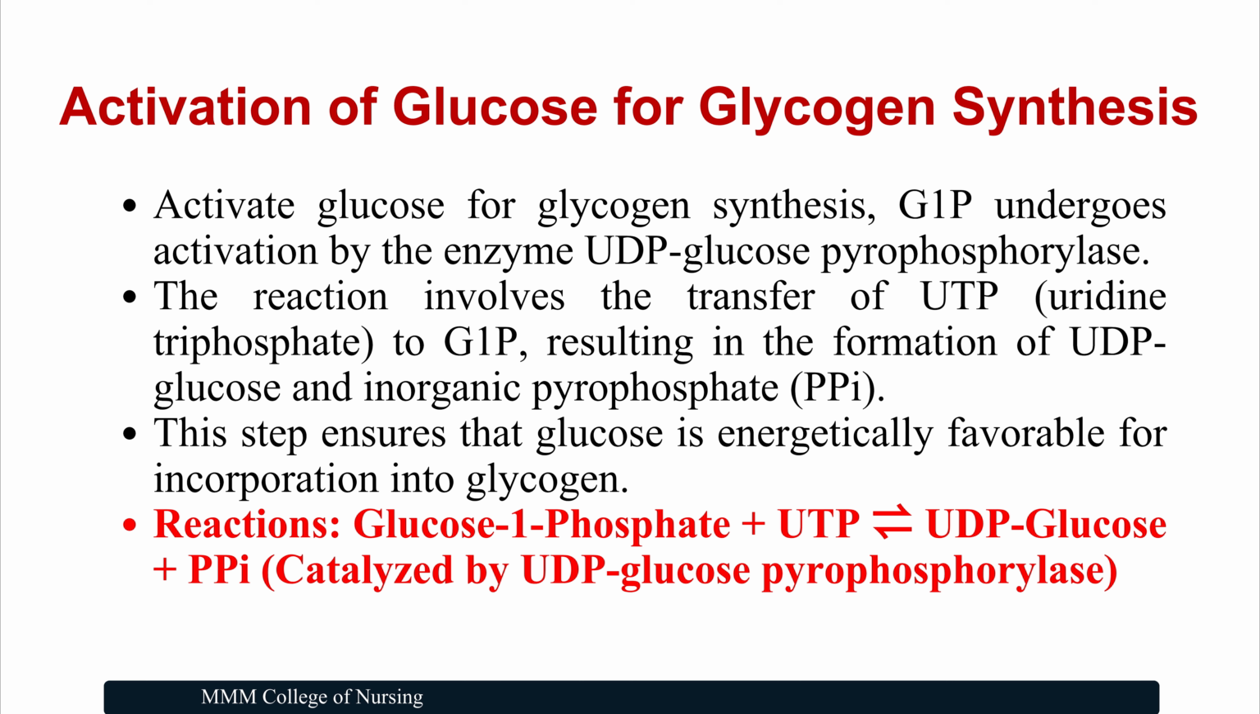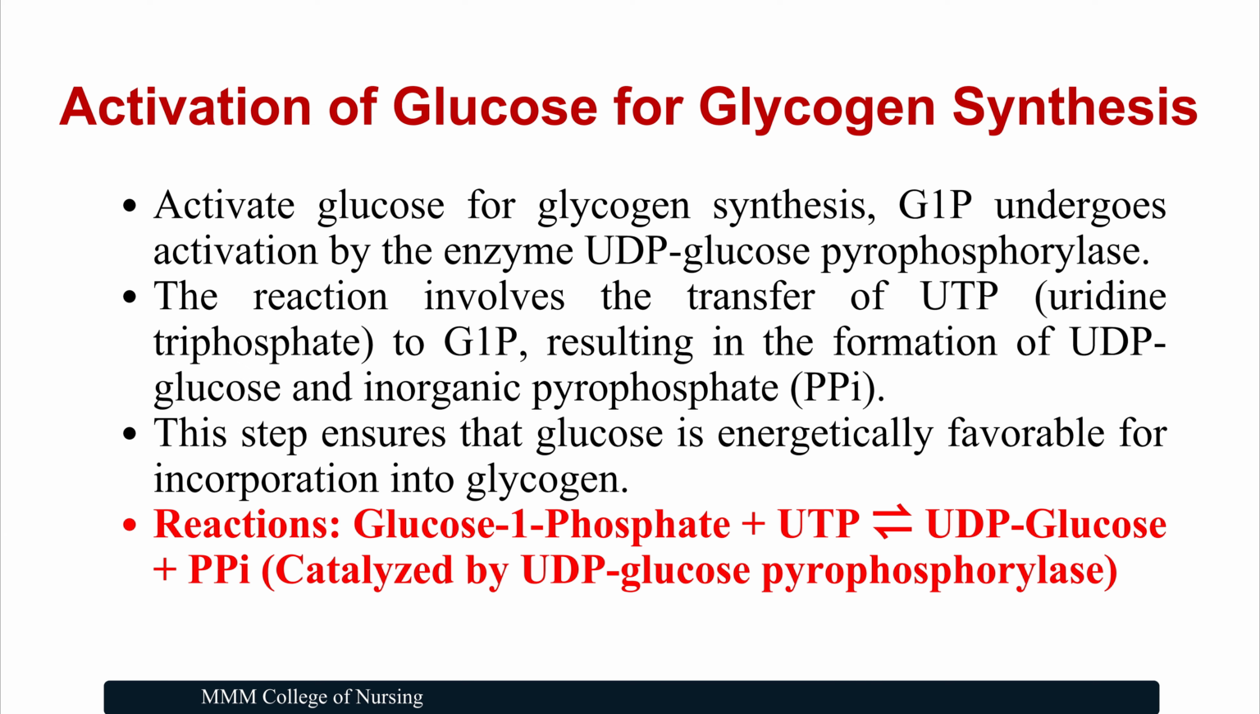Now here is something important to understand. Before glucose can be added to the growing glycogen chain, it needs to be activated, meaning it needs to be attached to a carrier molecule called UDP, which stands for uridine diphosphate. The enzyme that does this is UDP glucose pyrophosphorylase. It transfers the UTP molecule, uridine triphosphate, to glucose 1-phosphate. This produces UDP glucose and inorganic pyrophosphate.